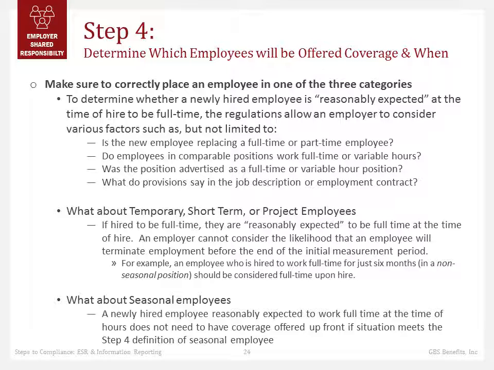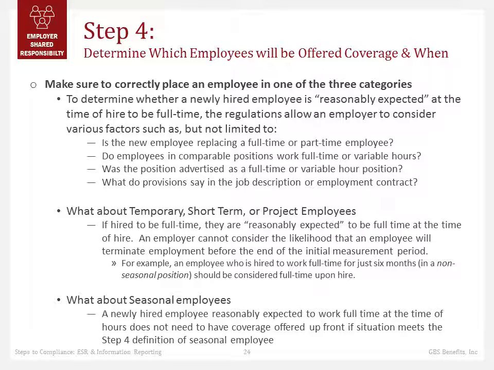But as you are well aware, some of you, it's a little bit more complicated than that. And the IRS is aware of this. One of the things the IRS has said in trying to answer this question is that you can consider several factors. Here are the 4 factors that we are suggesting you could consider, but there are other considerations as well that we haven't listed and that would be perfectly fine. This is the IRS talking. First, is a new employee replacing a full-time or part-time employee? That may give you a clue as to whether you reasonably expect them to be full-time or part-time. Do employees in comparable positions work full-time or variable hour or part-time?